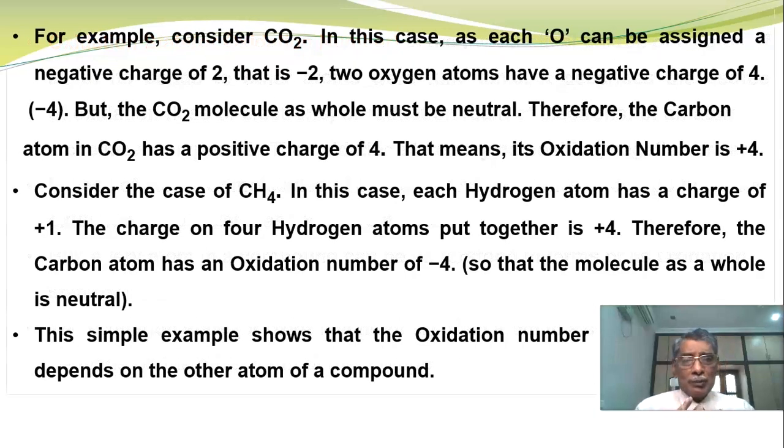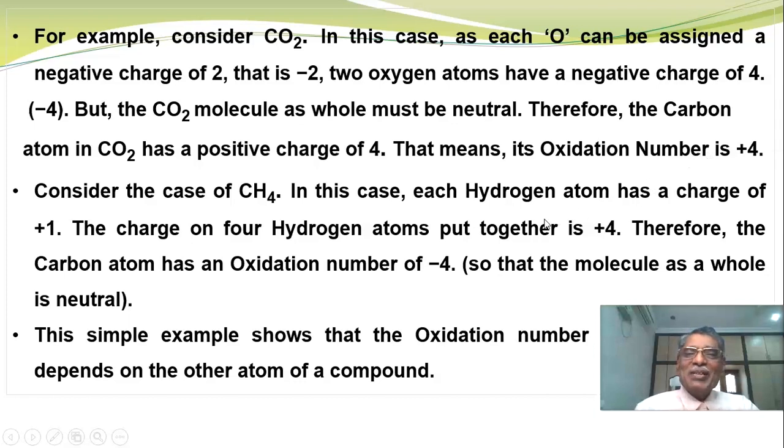For example, consider CO2. In this case, as each oxygen atom can be assigned a negative charge of 2, that is minus 2, two oxygen atoms have a negative charge of 4, that is minus 4. But the CO2 molecule as a whole must be neutral. Therefore, the carbon atom in CO2 has a positive charge of 4. That means its oxidation number is plus 4.